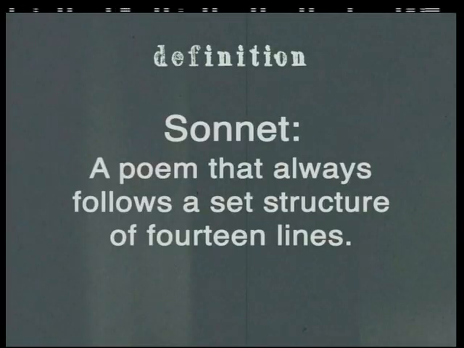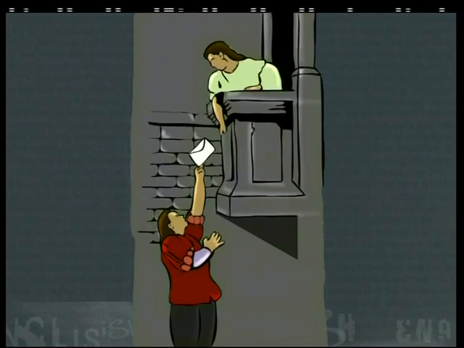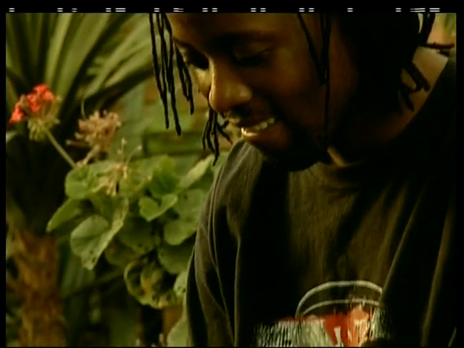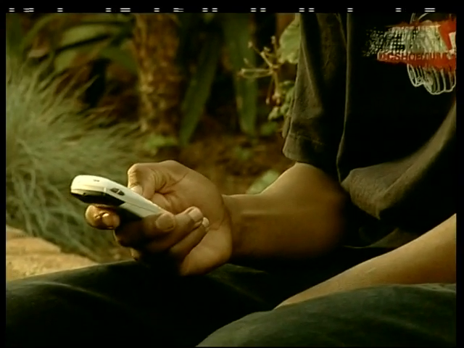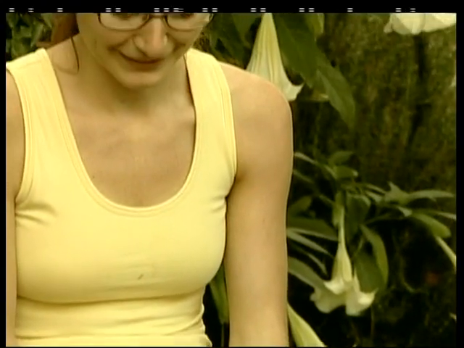Sonnet is a poem that always follows a set structure of 14 lines. It usually deals with one topic, but frequently presents differing ideas on that topic. During the Renaissance, suitors frequently wrote love letters in the form of sonnets to the woman they fancied. As a result, many sonnets in existence deal with the topic of love. Today's equivalent of the sonnet would be the loving SMS messages that are so popular with teenagers. Of course, these don't follow a set rhyme scheme.